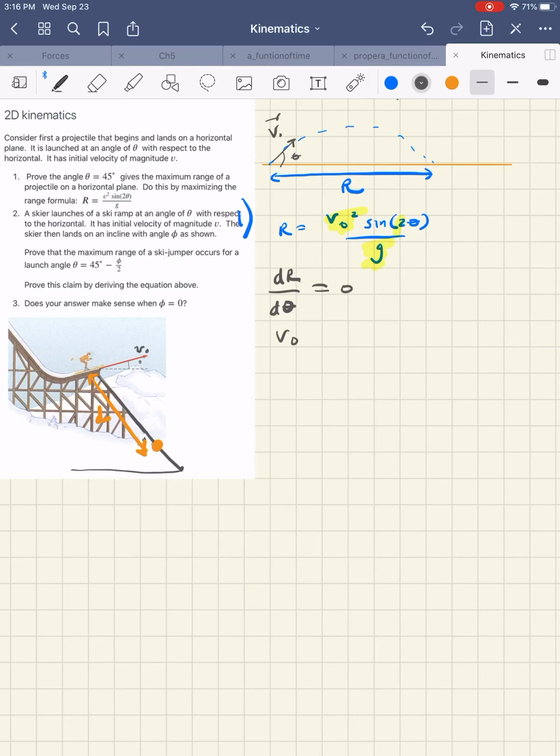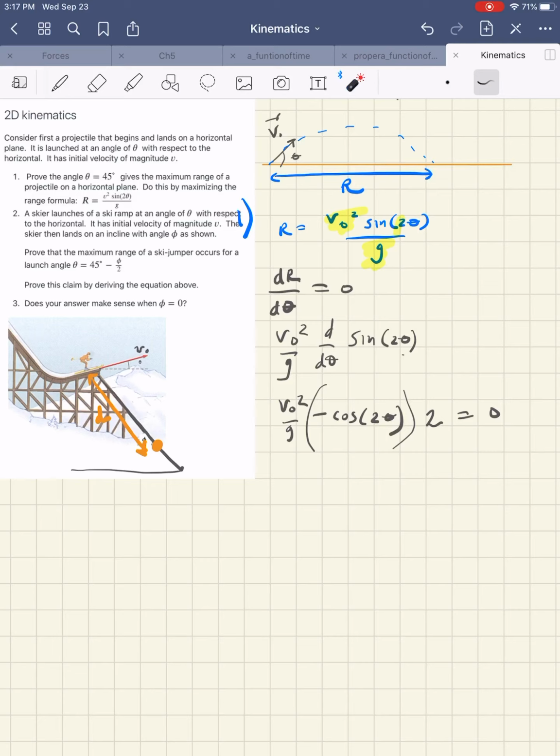Well, I'll pull out the v naught squared over g, and that will leave a d d theta of sine of 2 theta. Derivative of sine, of course, is cosine, and here it'll be cosine of 2 theta times the derivative of what's inside, which is 2 theta, so the derivative of 2 theta is just 2. And I set that equal to 0. And all of these don't matter, they're just going to get divided out. And really what I'm looking at is cosine of 2 theta equals 0.